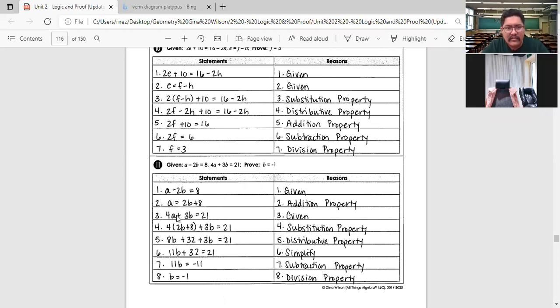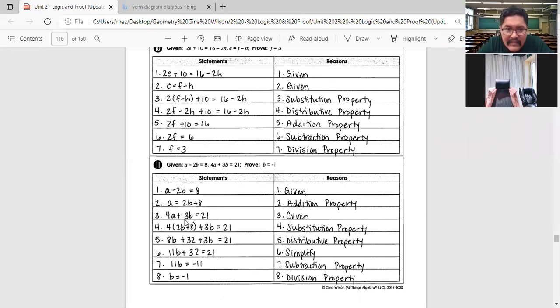So we're going to use the substitution property. Take out this a right here and replace it with 2b plus 8, because now we know that they're the same thing. That's the substitution property. It always happens that same way. It is like a way of solving problems over and over the same way again. So take out a and replace it with 2b plus 8, and that's substitution property.